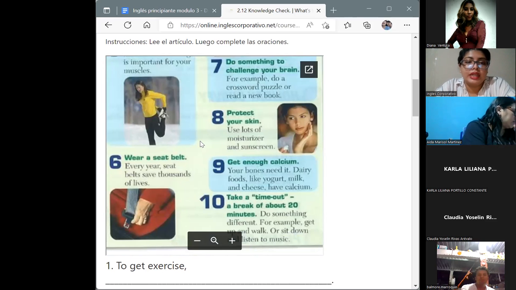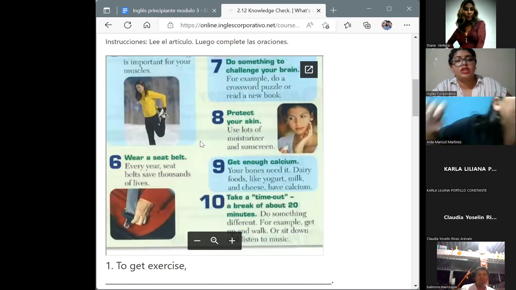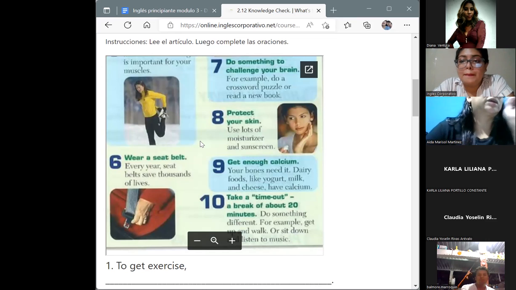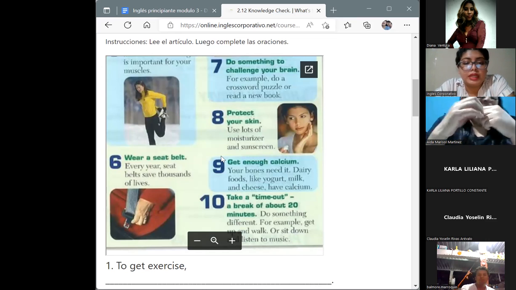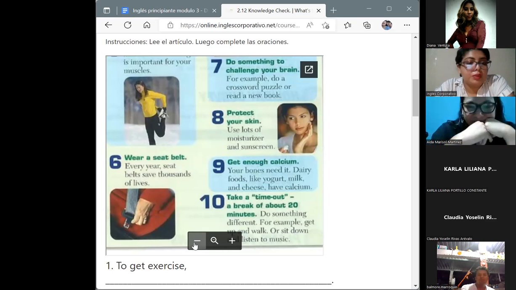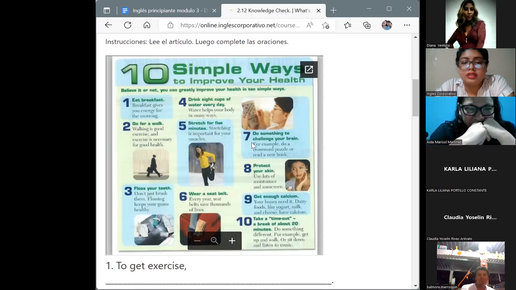Number nine, get enough calcium. Your bones need it. Dairy foods like yogurt, milk, and cheese have calcium. And number 10, take a time out, a break of about 20 minutes. Do something different, for example, get up and walk, or sit down and listen to music. So there we have 10 simple ways to improve your health.